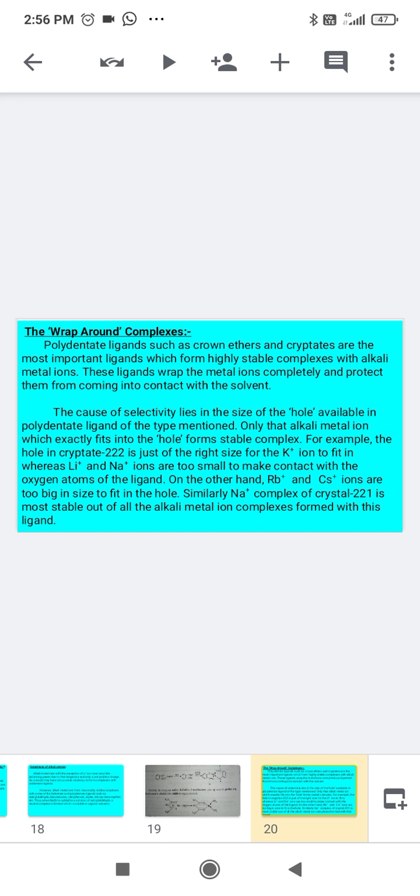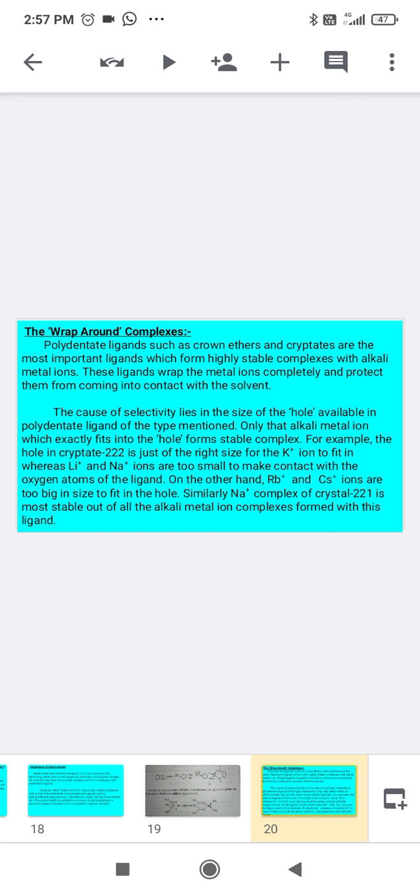For example, the hole or space in cryptand 222 is just of the right size for the potassium ion to fit in, whereas lithium and sodium ions are too small to make contact with the oxygen atoms of the ligand, that is cryptand 222. On the other hand, rubidium and cesium ions are too big in size to fit in the hole. Similarly, the sodium ion complex of cryptand 221 is the most stable out of all the alkali metal ion complexes formed with this ligand.